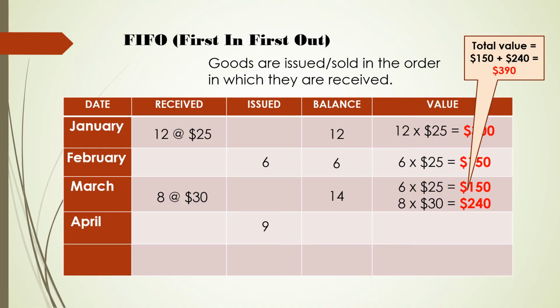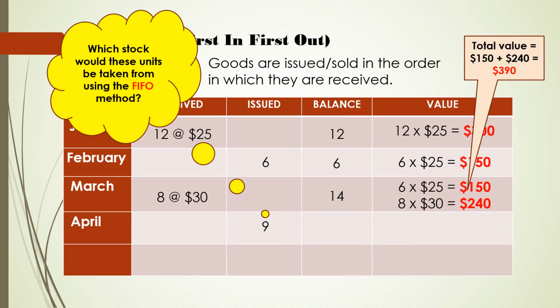In April, 9 units of stock or 9 reams of paper were issued. So where did this stock come from using the first in, first out method? Now the first in, first out method, as you recall, says the goods are issued or sold in the order in which they are received. Therefore, if we look at our stock card or this table, we will see that we have 6 units of stock remaining from January's stock, and we have received 8 items of stock in March.